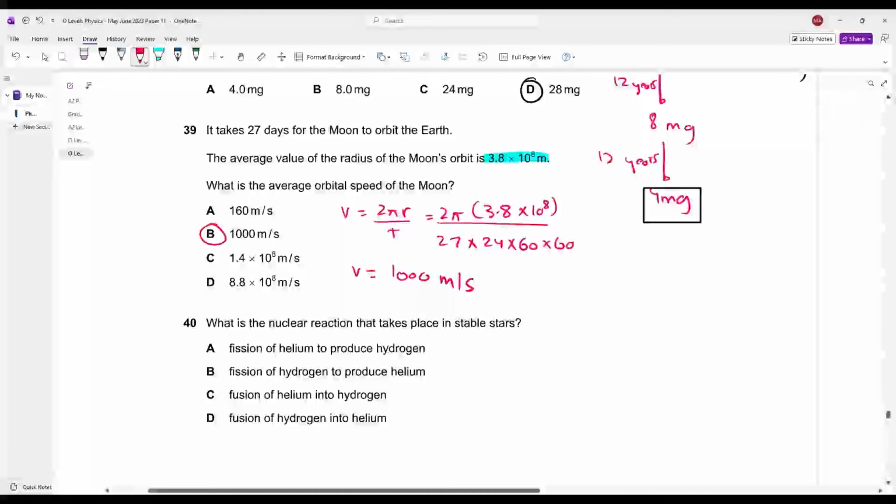What is the nuclear reaction that takes place in stable stars? Stable stars में हमेशा क्या occur करता है, fusion occur करता है of helium into hydrogen. ओ सॉरी, fusion occur करता है of hydrogen into helium. माय बैड. Smaller nuclei create bigger nuclei. 40 का आंसर is D. I hope this marks the end of the paper. If you have any questions, you can ask in the comments.